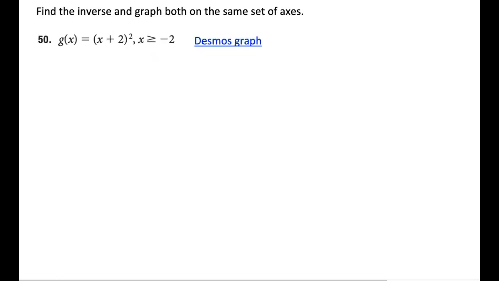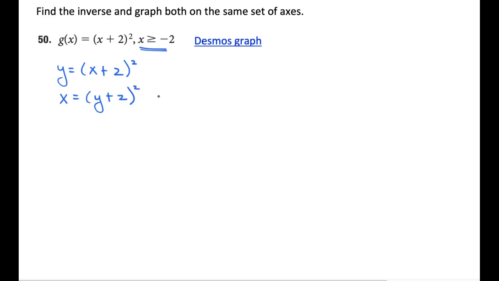Okay, the last example I have for you is that we are going to find the inverse of this and graph both g of x and its inverse on the same set of axes. So the first thing we have to do here is we replace g of x with a y, and we say y equals x plus 2 squared. Now notice this is limited, so when we go to graph it, we have to limit it. I'll continue on with this. Okay, now we're going to switch the x and the y.